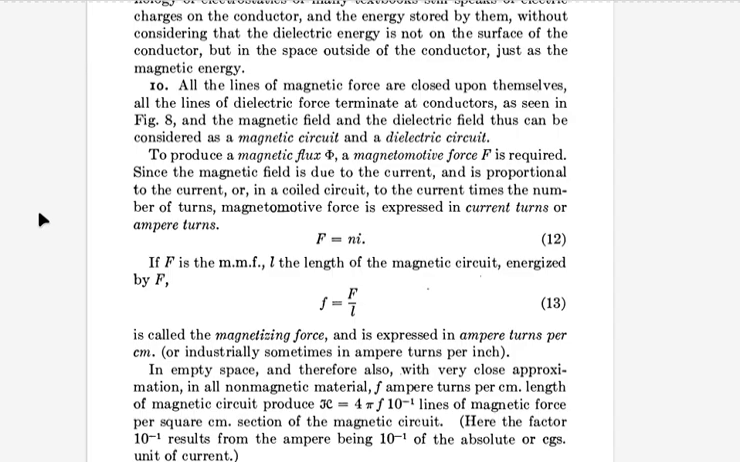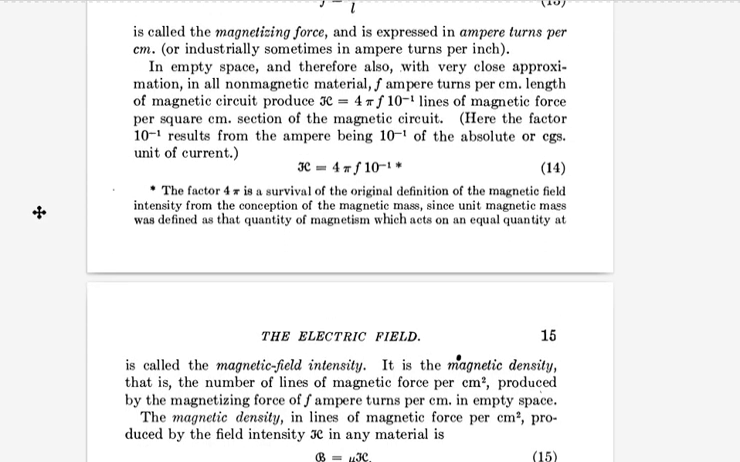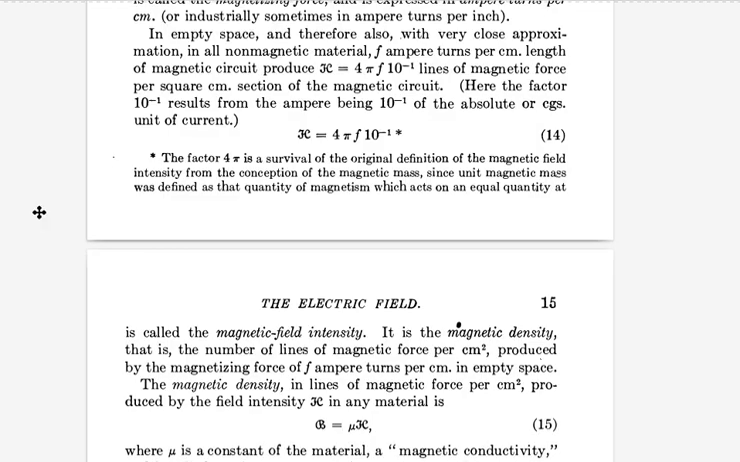Magnetomotive force is expressed in current turns or ampere turns. F equals Ni. If F is the mmf, L the length of the magnetic circuit, energized by F, small f equals F divided by L, is called the magnetizing force, and is expressed in ampere turns per centimeter, or industrially sometimes in ampere turns per inch. In empty space, and therefore also, with very close approximation, in all non-magnetic material, f ampere turns per centimeter length of magnetic circuit make H equals 4 pi times magnetizing force f, times 10 to the minus 1 lines of magnetic force per square centimeter section of the magnetic circuit.